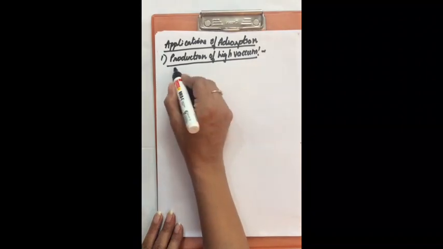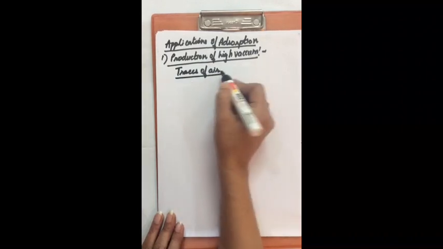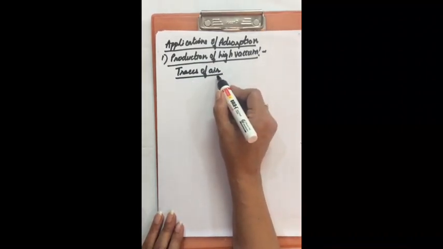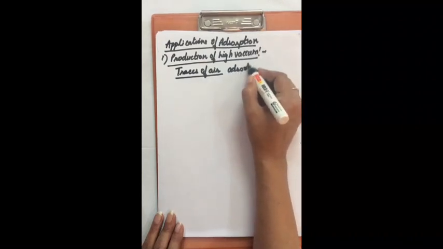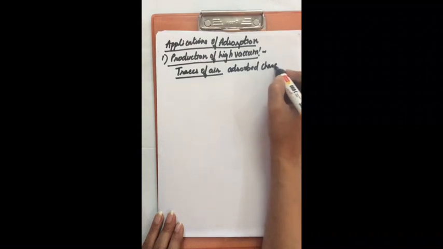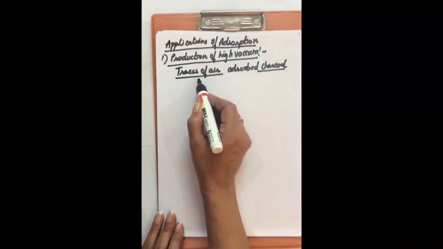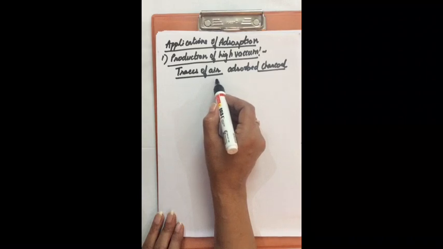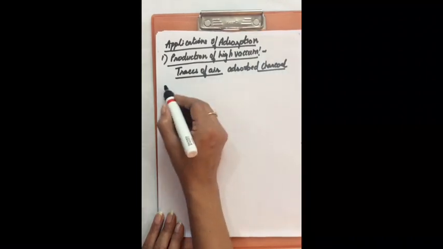If traces of air are left in a vessel and we want to remove that also, then charcoal is added in that vessel. This charcoal will adsorb all the left-over air in the vessel and hence evacuate it. So a high vacuum will be created. The traces of air left after removing air with the help of a vacuum pump can be further removed by using charcoal.